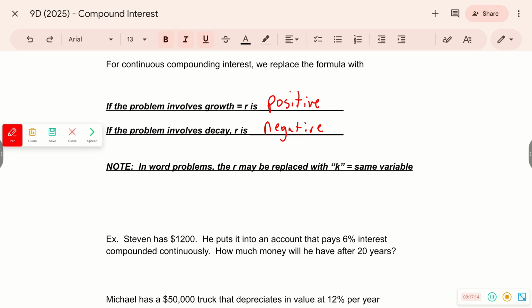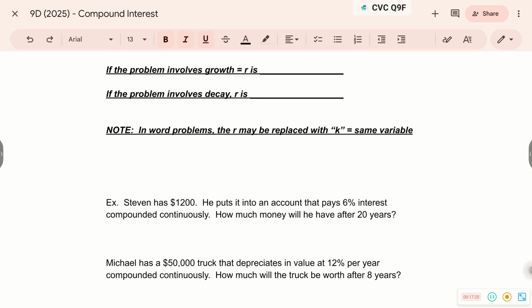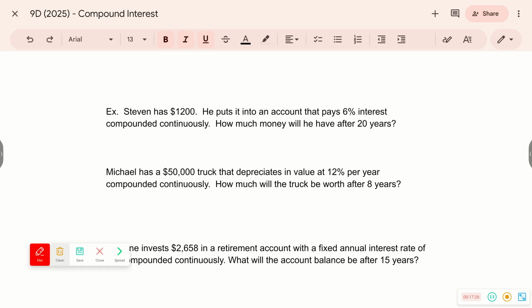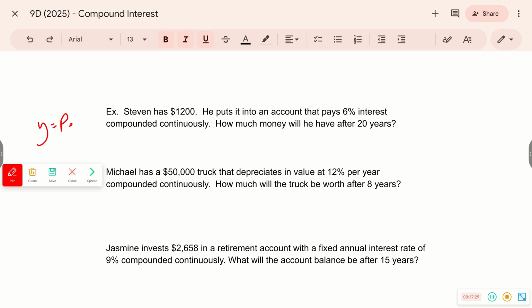Again, this is continuous compounding, so we need to use the PERT formula: y equals P e to the rt power. He has $1,200 and puts it into an account that pays 6% interest compounded continuously. How much money will he have after 20 years? So 1,200 is our P, 6% is 0.06, and we multiply that by 20 in the exponent. We just type it in the calculator.